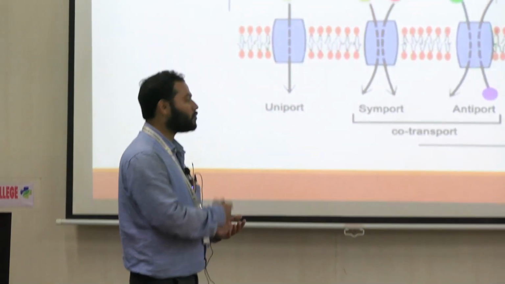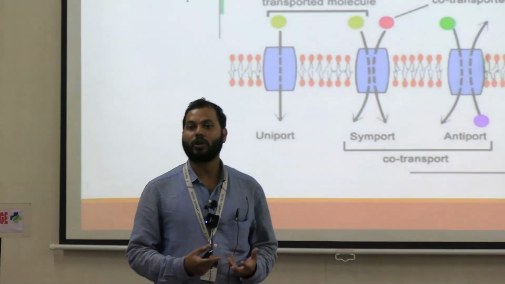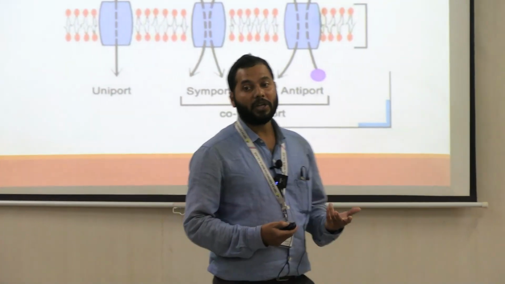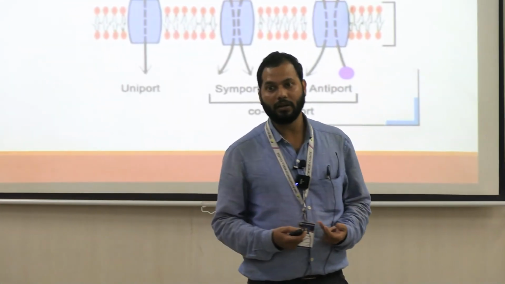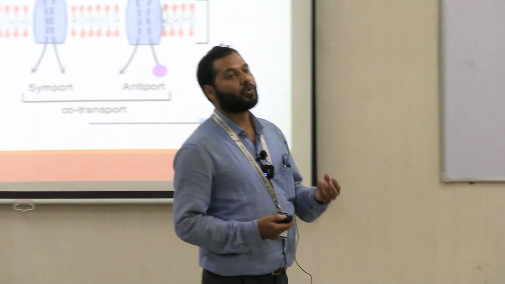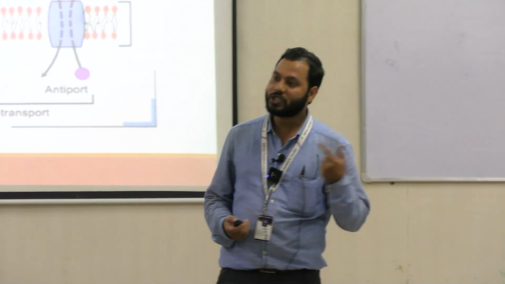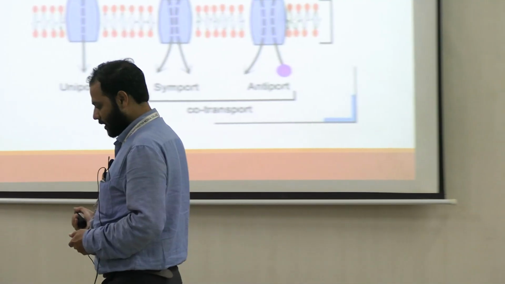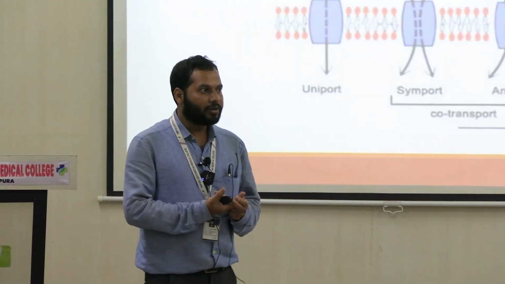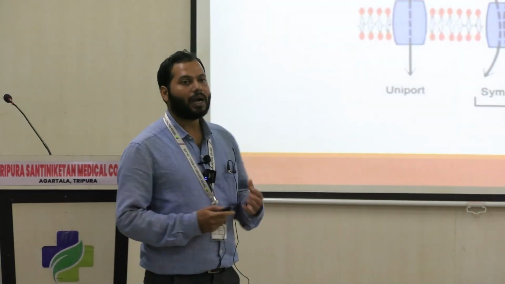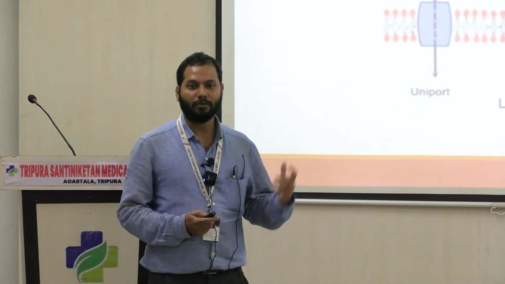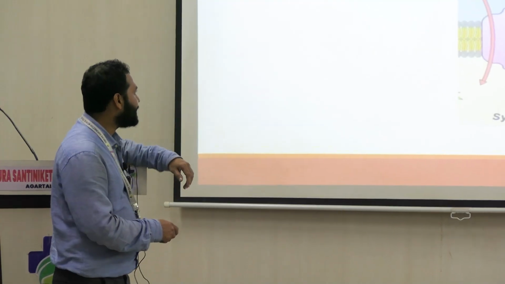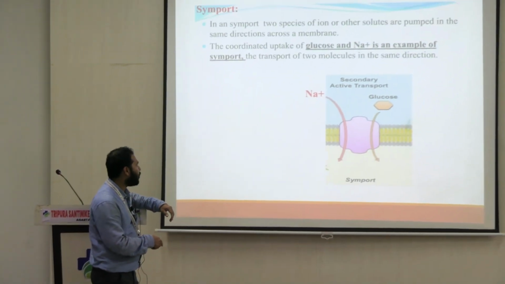And sometimes a single molecule can also move, like the movement of glucose through GLUT, the glucose transporters, where only glucose molecules can move through these transport proteins in one direction. So these are the different types of transporters, and this is the mechanism by which these transporters are involved in the transport of different types of molecules. You can see here, Symporter.